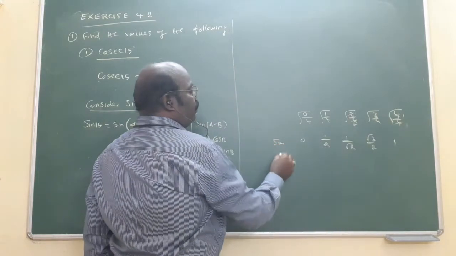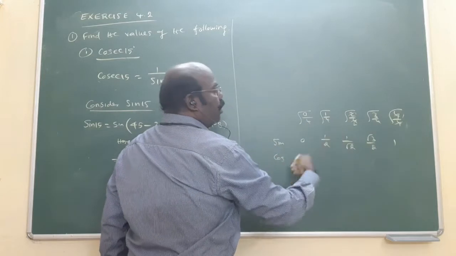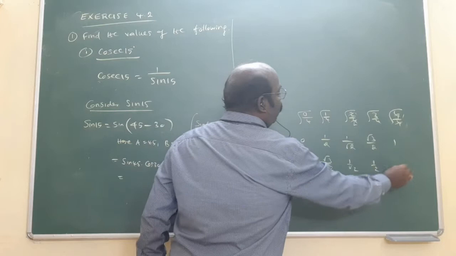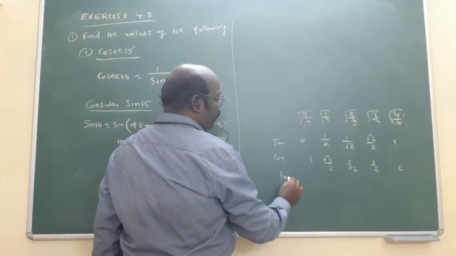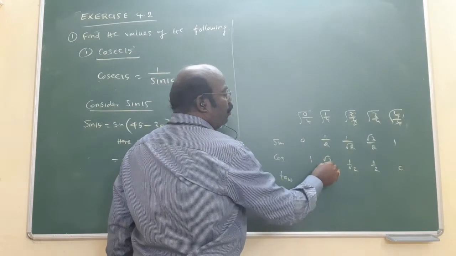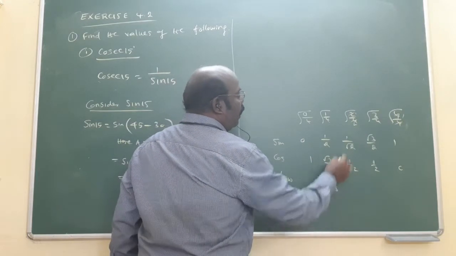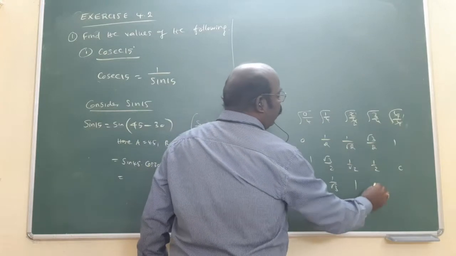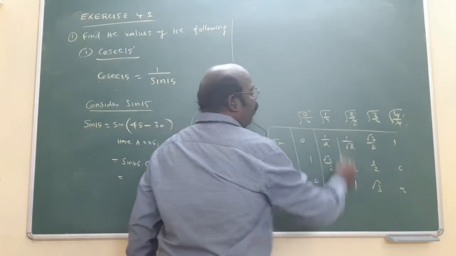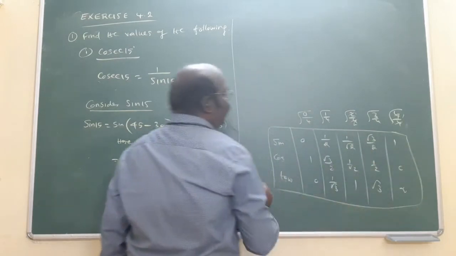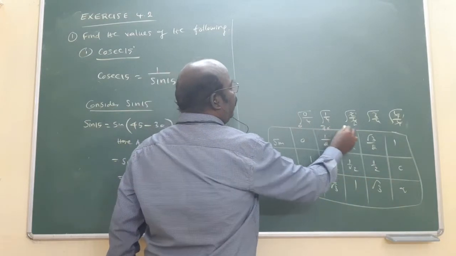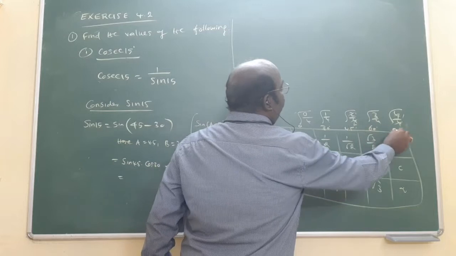What is the cos value? The reverse order: 1, root 3 by 2, 1 by root 2, 1 by 2, 0. What is tan? Divide sin by cos. 0 by 1 is 0. 1 by 2 divided by root 3 by 2, the 2 cancels, gives 1 by root 3. Then 1, then root 3, then infinity. This is the trigonometry table from the lower class, and it is very important: 0 degree, 30 degree, 45 degree, 60 degree, 90 degree.